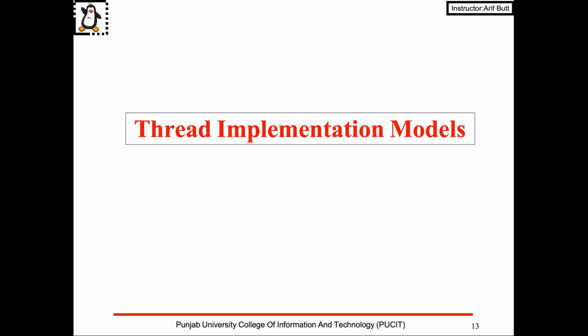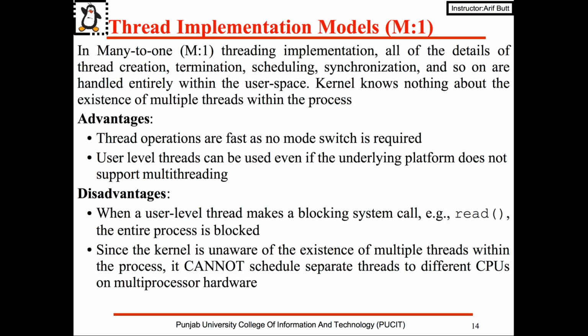Let us first talk about the first thread implementation model, and that is Many-to-One. Well, dear students, in Many-to-One threading implementation, all of the details of thread creation, termination, scheduling, synchronization and so on are handled entirely within the user space. Kernel knows nothing about the existence of multiple threads within a process.